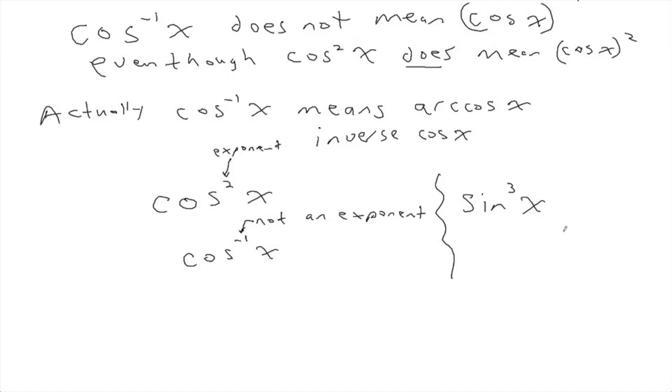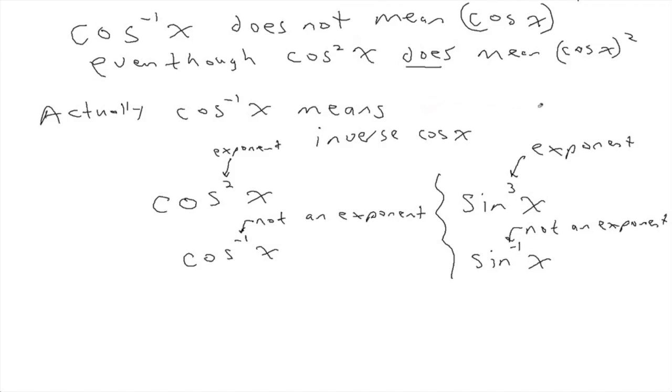That is sine of x times sine of x times sine of x. That's right. So is this an exponent? Yeah, it really is an exponent. Is this an exponent? Nope. It's just bad notation. Instead, this means inverse sine of x. Maybe I shouldn't call it arc cosine. That's not a good term in a calculus course. We'll just call it inverse cosine. It means inverse cosine.